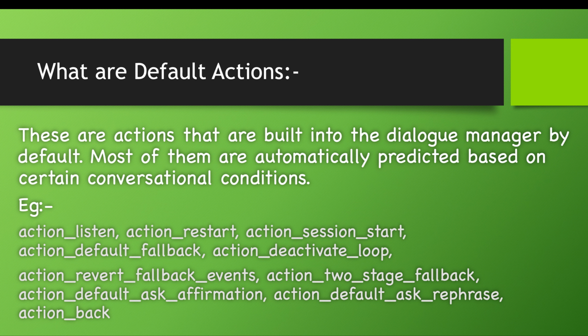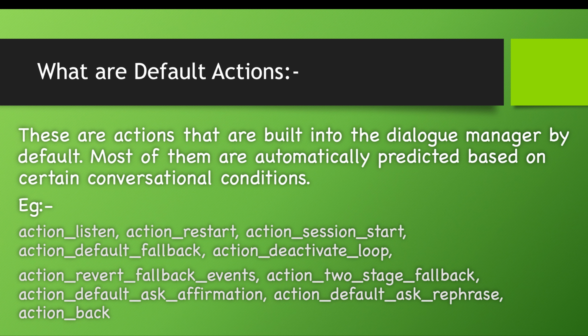The action revert fallback events action is deprecated since the 2.0 release. The action two-stage fallback has now handled all the two-stage fallback behavior. And the action two-stage fallback is a fallback loop that can be used to handle low NLU confidence. The action default ask affirmation is used by the action two-stage fallback loop.